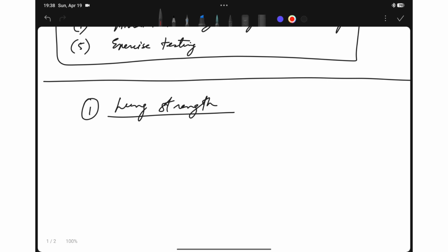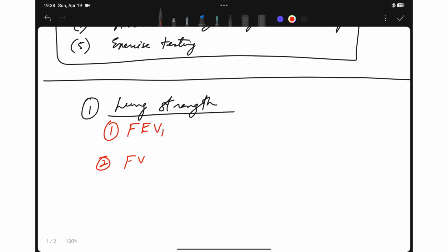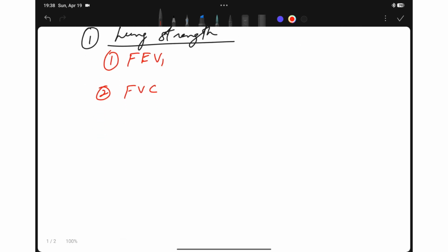For the lung strength, you need to be aware of certain values. First one is FEV1, second is FVC, third is FEV1 to FVC ratio, and the fourth is peak expiratory flow rate, PEFR.